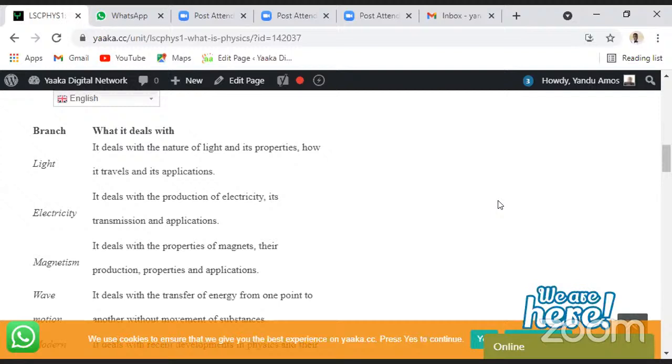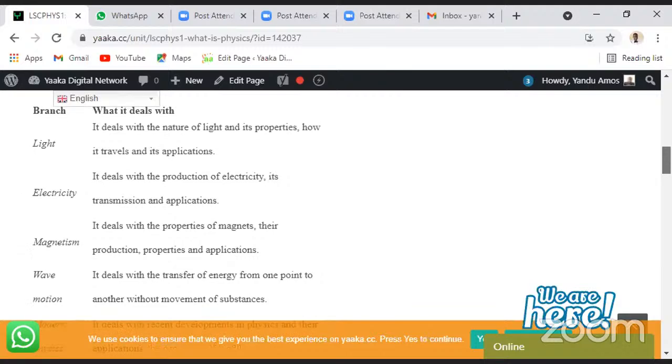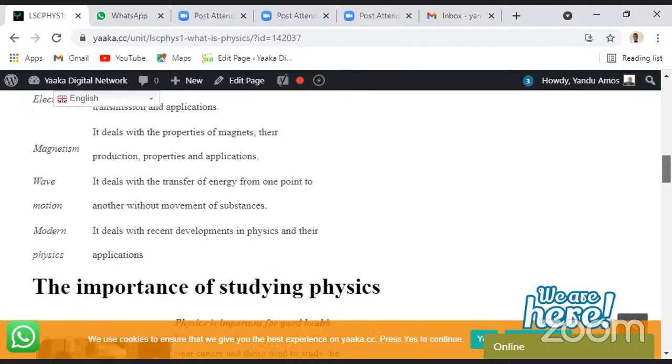Then magnetism is one of the branches where we're going to look at properties of magnets, their production, and the applications. It also has so many applications. So basically, we shall be looking at that.